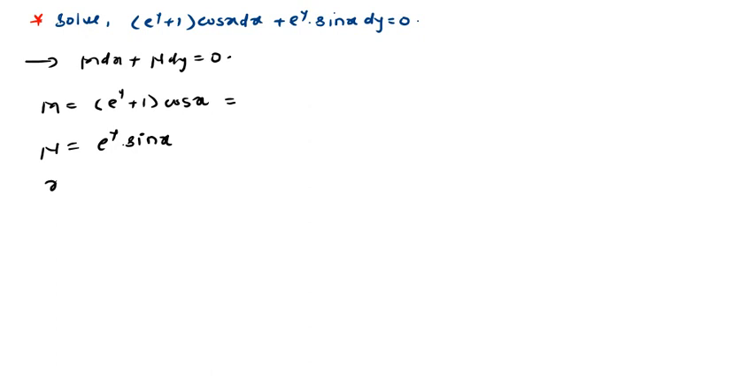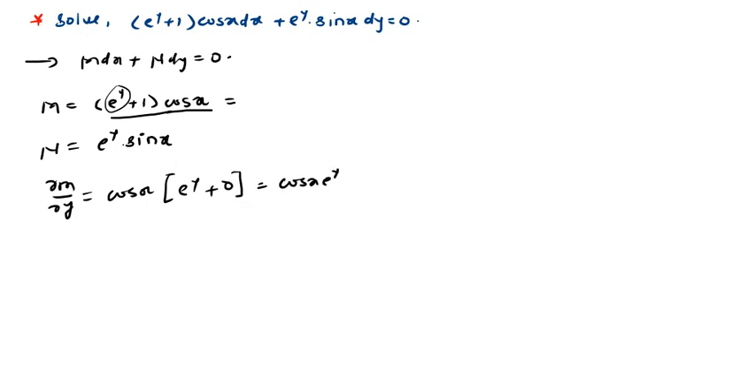So this will be ∂M/∂y. Differentiate this term with respect to y. Now cos x is constant and it is multiplied to the whole bracket, so that will be as it is. Just find the derivative of e raised to y with respect to y, that is e raised to y, and the derivative of 1 with respect to y is 0. So finally what we get? Cos x into e raised to y.